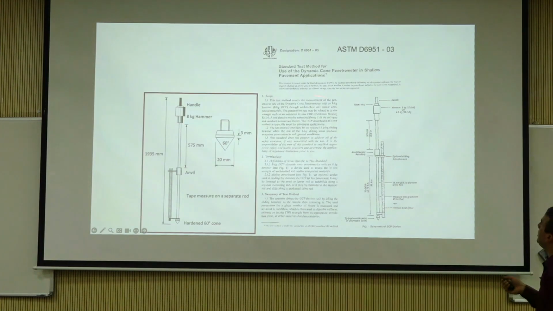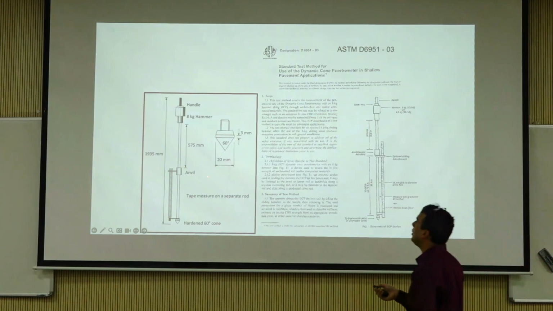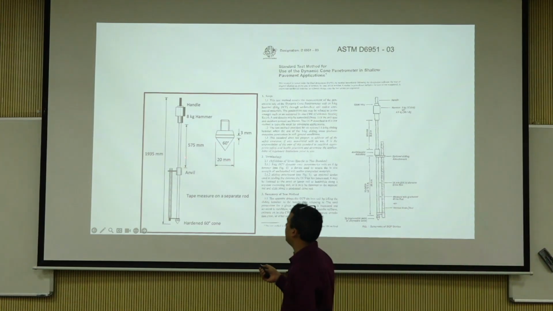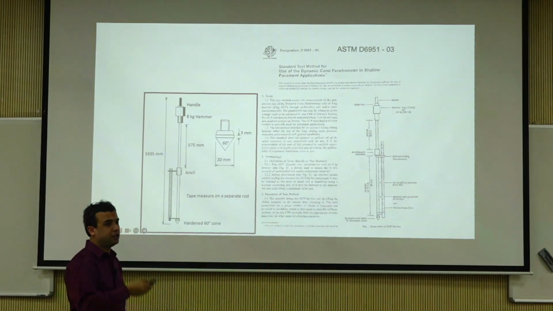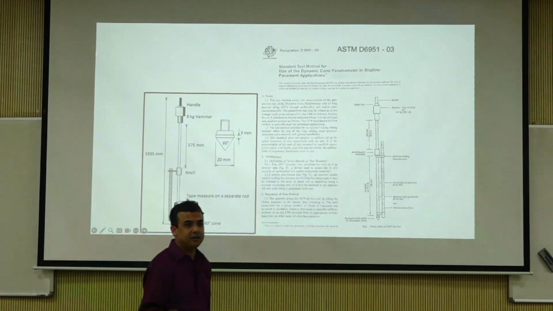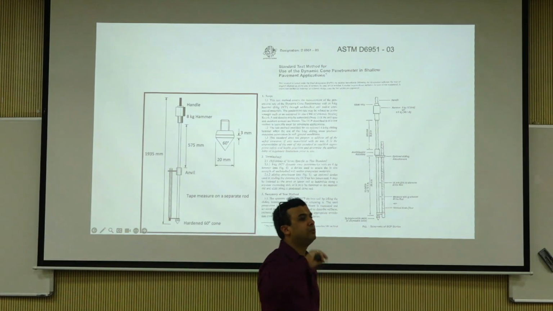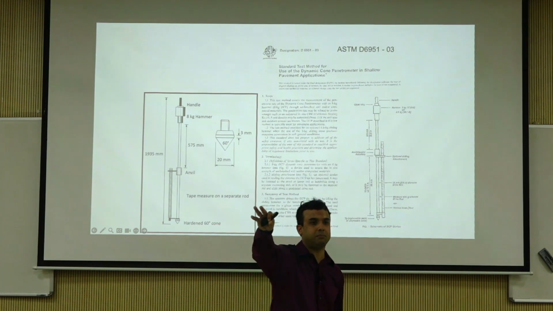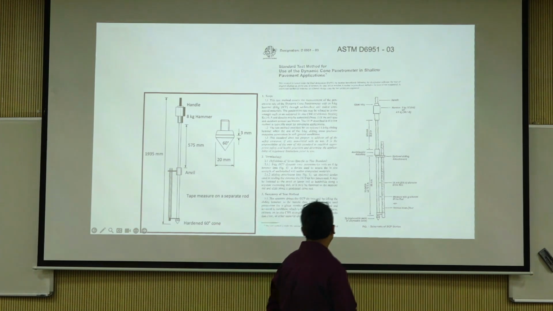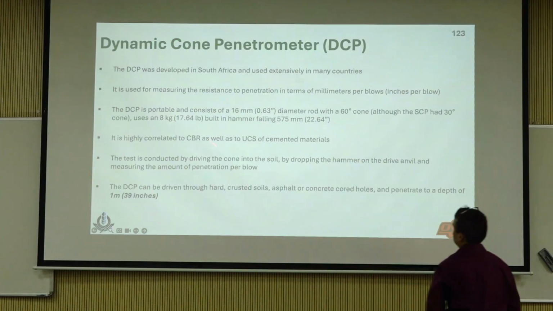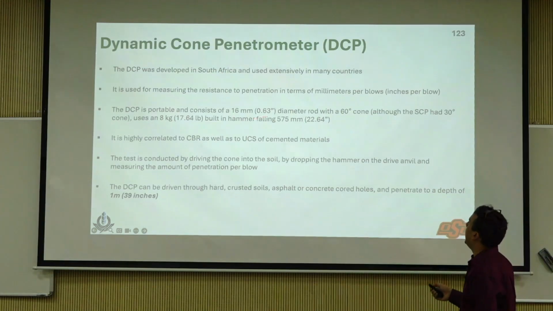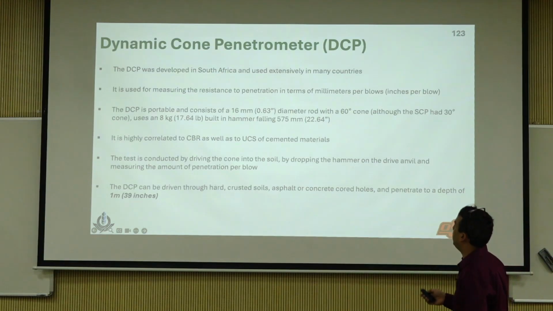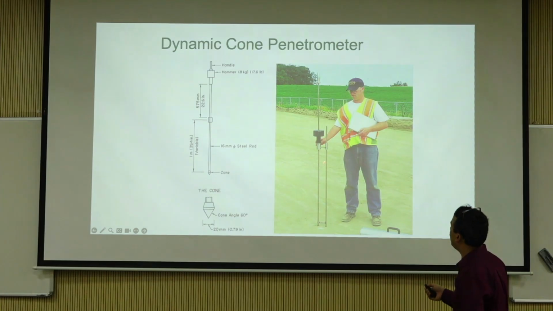This is the DCP. You have seen this. It's a 60-degree cone. You have a 8 kg hammer falling over 575 millimeters, and then you drop it. You measure what is known as a penetration rate. The penetration rate is linked to some form of, say, shear strength and stuff. So CBR to DCP correlation is something that's very common. It was originally developed in South Africa, and it's portable, blah blah blah. This is how it looks. There is a measurement stick, and then you measure.